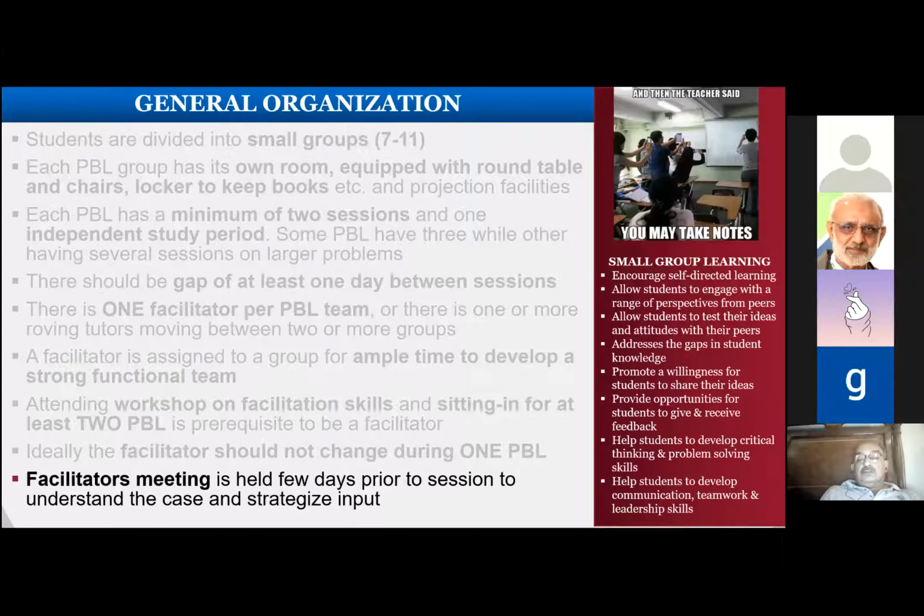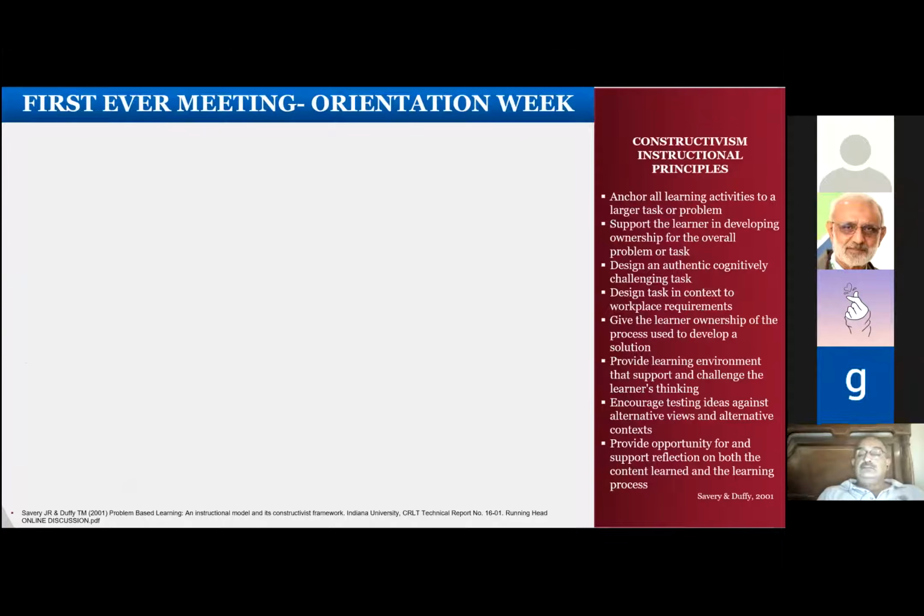A facilitator meeting is held a few days prior to the session to understand the case and to strategize the input. This is the requirement, and it is being conducted quite regularly in different faculties. The main aim is that all the facilitators know what they have to discuss, and what their priorities are for the PBL.